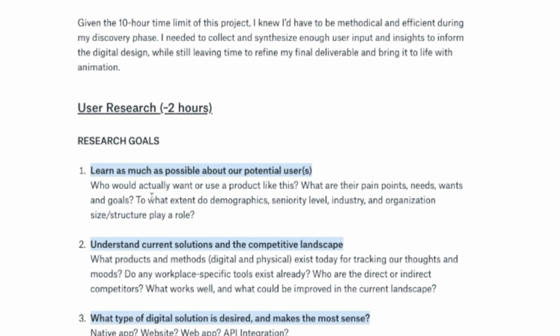Number 1 was to learn as much as possible about our potential users, right? So who would actually use a product like this? What are their pain points, needs, wants, and goals? To what extent do demographics, seniority level, industry, organization size, and structure play a role, right?